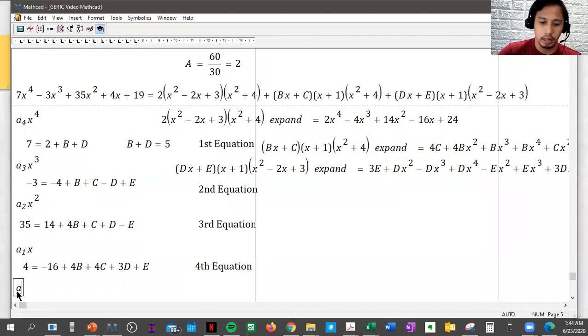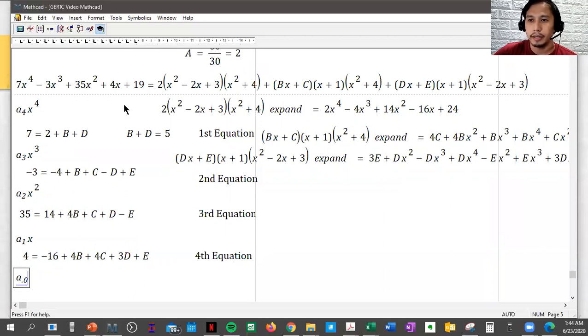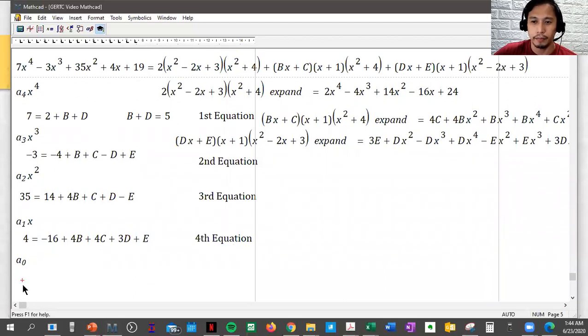Focusing on the constant. So sa constant, a sub 0, dito that's 19 at the left. How about at the right? So, madali na lang ito, no? 2 times 3 times 4. That is equal to what? This is 12 times 2, 24.